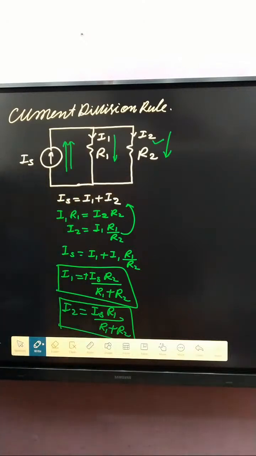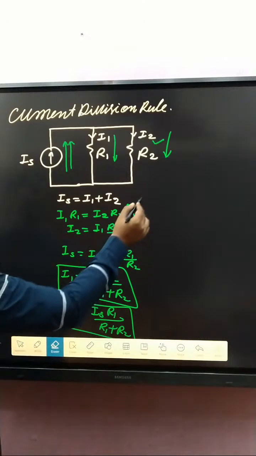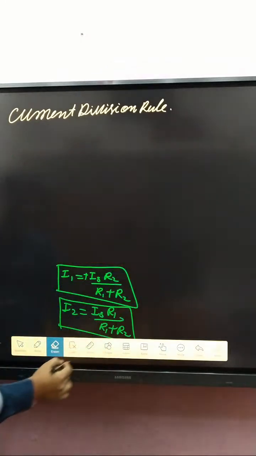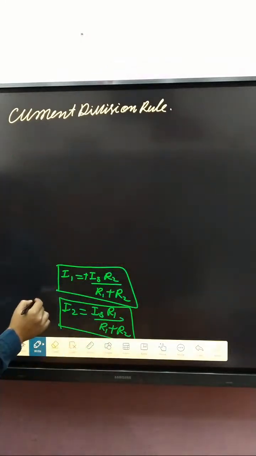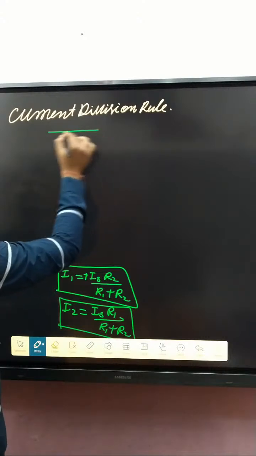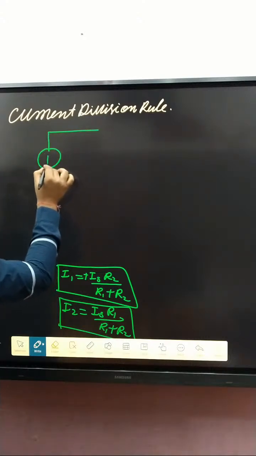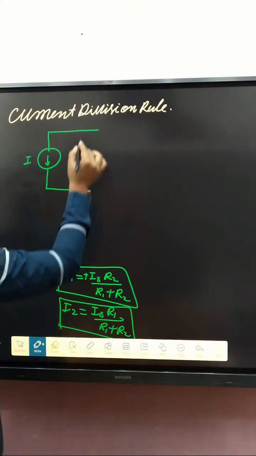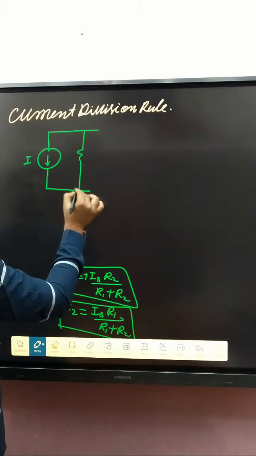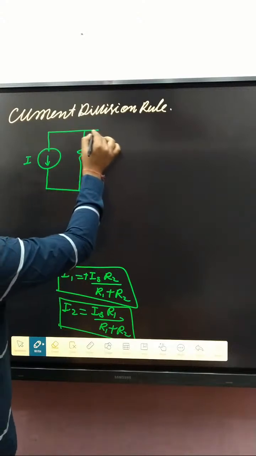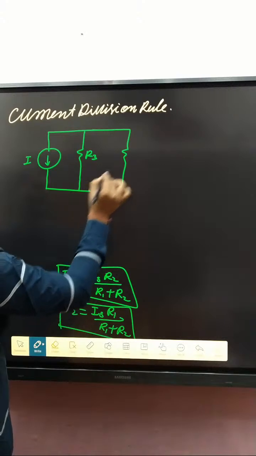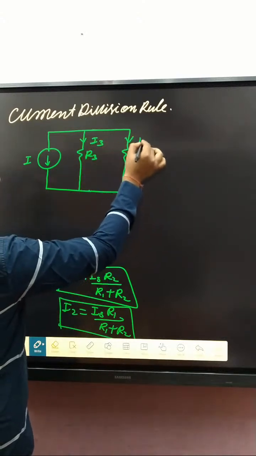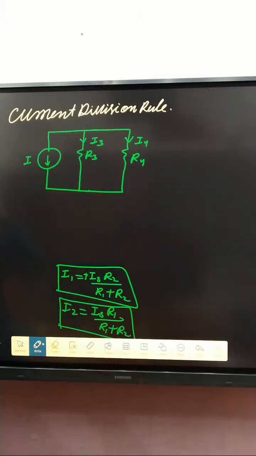Okay. So suppose that circuit is given like a current source direction here, that is capital I, and here R3 and here R4. Okay, and suppose that I3 and here I4. Our motto is to determine I3 and I4.